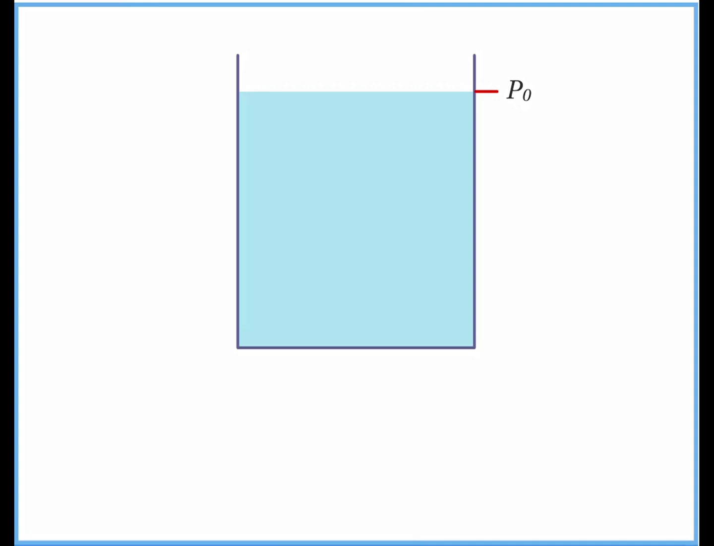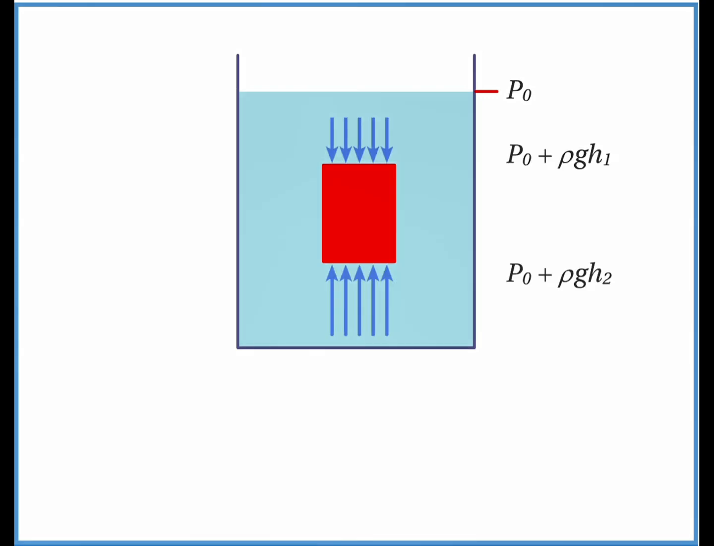Consider a fluid in a container. The pressure at the surface of the fluid is caused by the weight of the air above it. This is called the atmospheric pressure. Now consider a certain volume of fluid in a box. The fluid pressure at the bottom of the box is greater than the fluid pressure at the top of the box. This is because the lower layers of the fluid have to support the weight of the fluid above them.